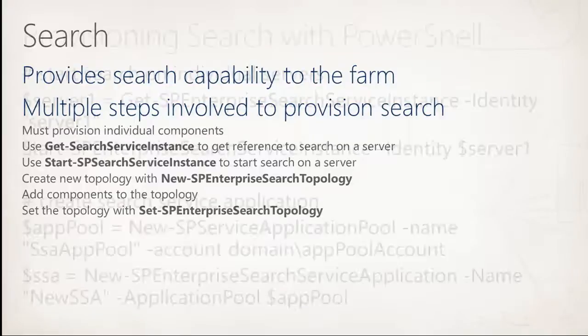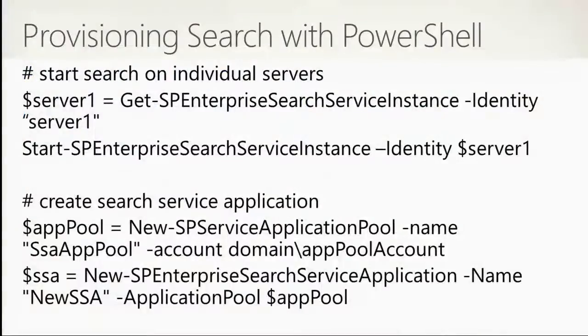So going over this kind of quickly. To start the search on the individual servers, you use Get-SPEnterpriseSearchServiceInstance. It's so hard to say. Then you start it with the start command. And then we create our application pools, right? So this is the New-SPServiceApplicationPool. Maybe you already have one you want to use, which is fine. And then you create the search service application. So that part's kind of the same.